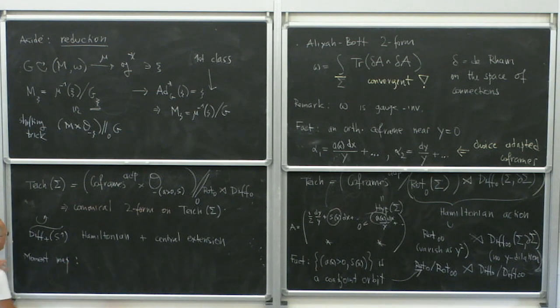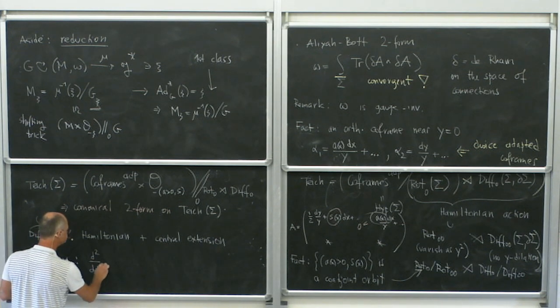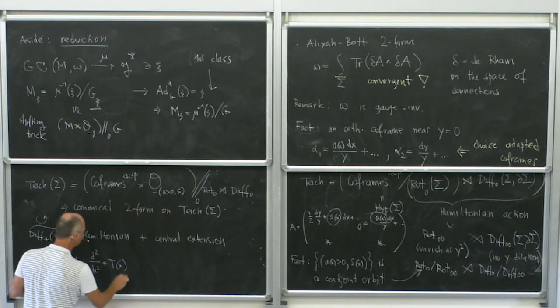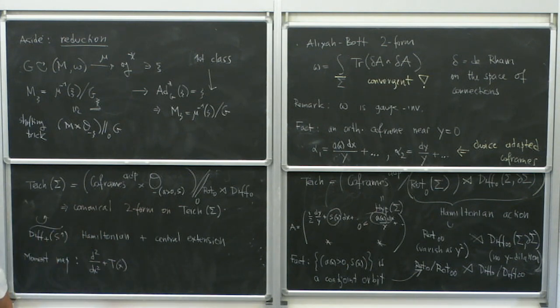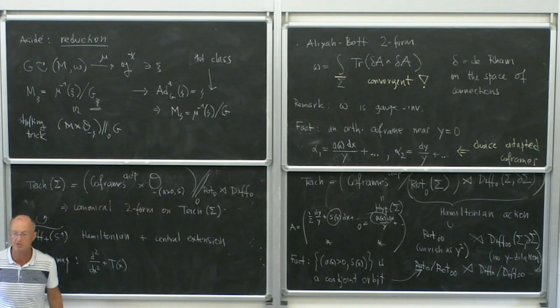So the moment map for the action of the central extension, these are so-called Hill operators, or Schrödinger operators, or Sturm-Liouville operators. These are second-order differential operators on the circle. So T of X is a periodic potential.